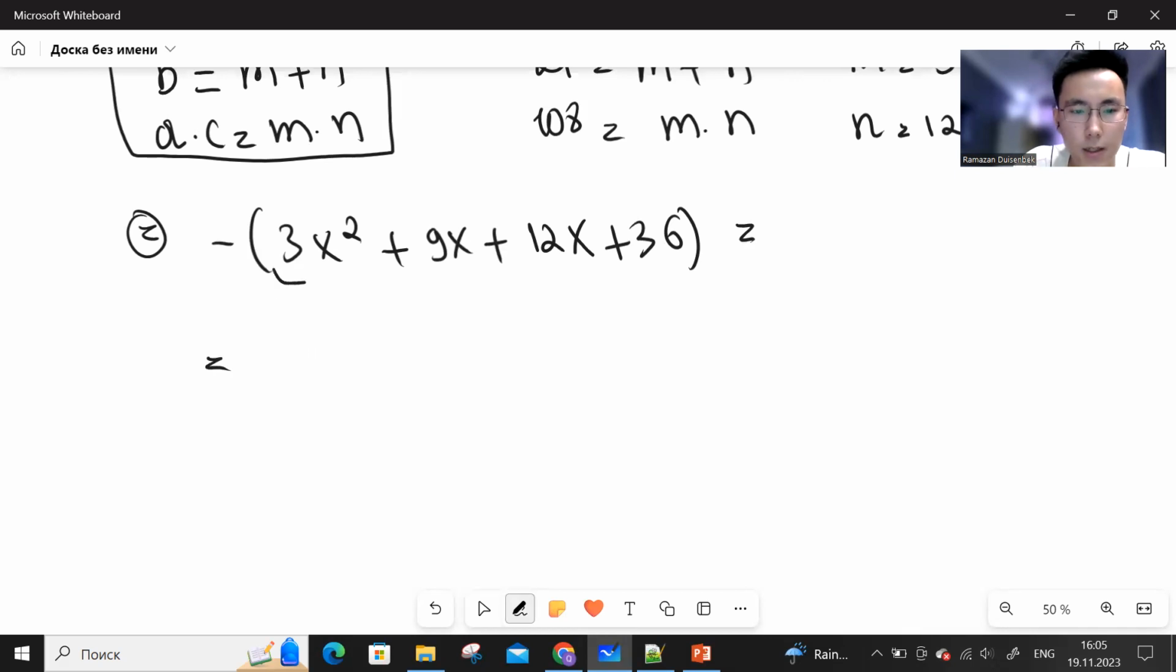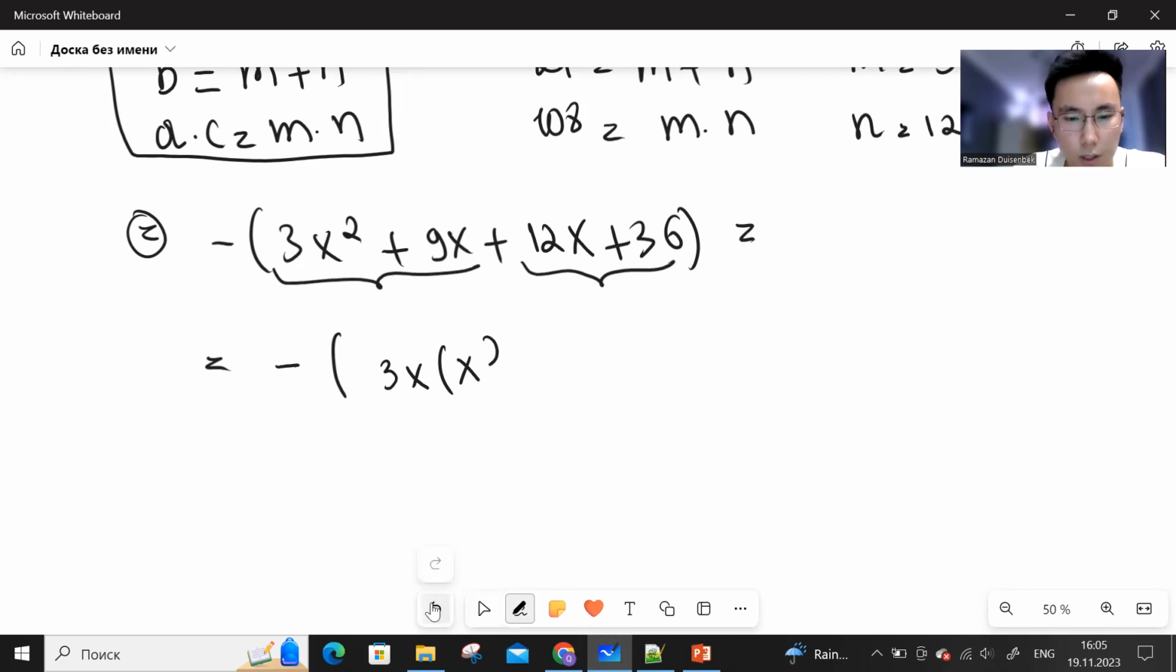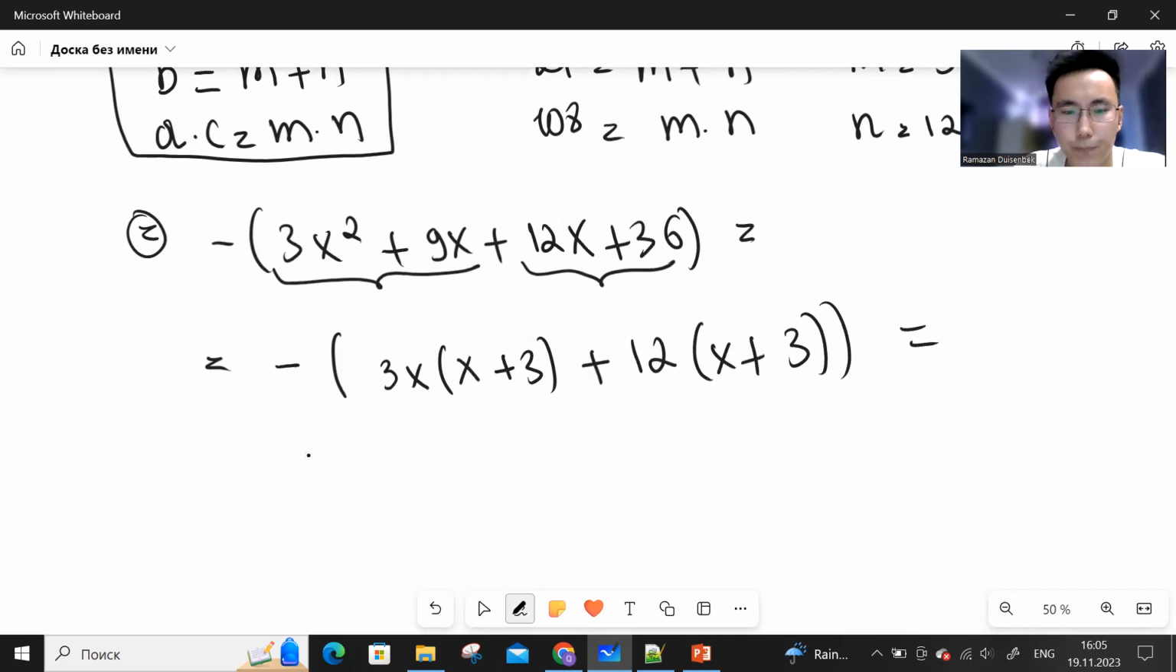So next. I'm gonna take the first two into first group, and the last two into the second group. То есть мы тут тоже делаем grouping метод, то есть группировать надо. What will be the common element? 3x. So inside the first bracket, I have just x plus 3, plus the common element in the second group is 12. I will also have x plus 3.